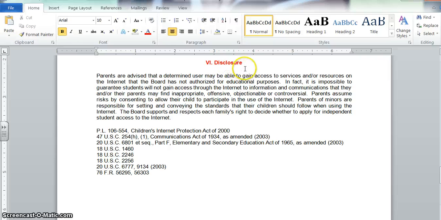I just really wanted it to stand out as a disclosure because I think it really is important for parents to be informed extremely explicitly that there is no guarantee that students won't gain access to inappropriate or offensive material, because it happens. And I think that it's really important that this disclosure really jumps out at the parents.